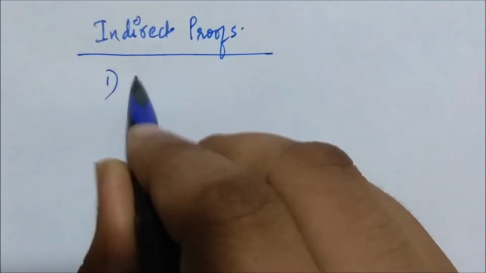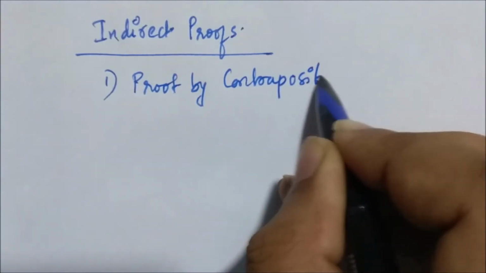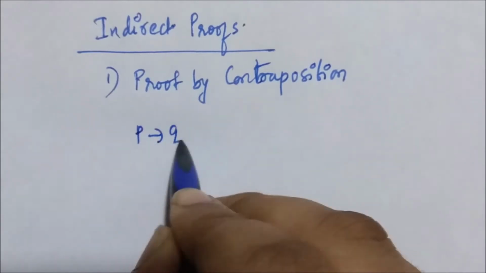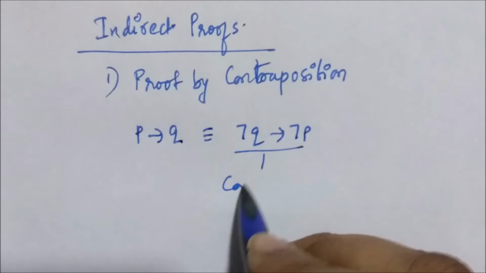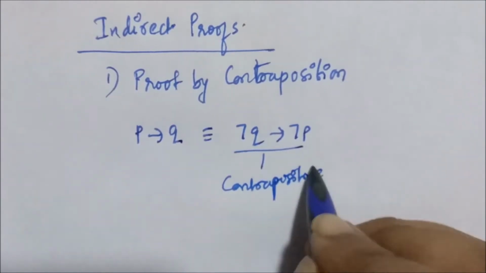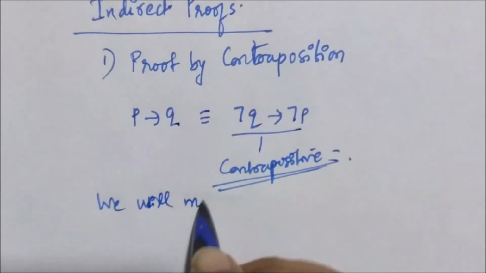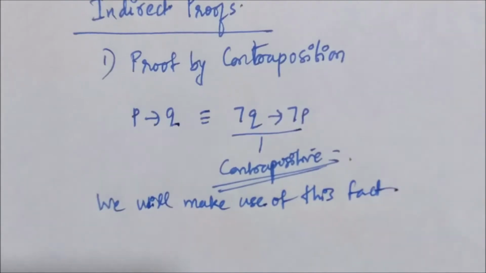All other proof methods which are not direct are called indirect proofs. So let's see the first type of indirect proof here. We see a proof by contraposition. Now, proof by contraposition is a proof method which works based on our equivalency that P implies Q is equivalent to not Q implies not P. Right? We have seen that a conditional statement and its contrapositive are equal. So now we make use of this fact to build our proof by contraposition.